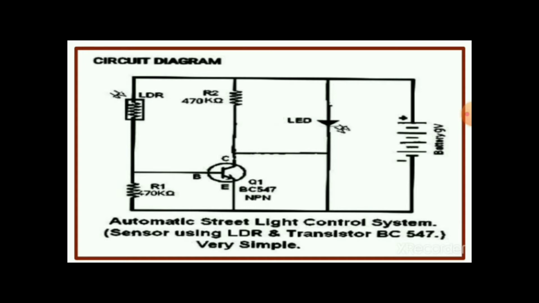So this is a circuit diagram. Here we can see there is an LDR on that side, a symbolic representation. There are two resistors, R1 and R2, of 470k ohm. Then there is a BC547 NPN transistor. Then there is an LED and a 9 volt battery.